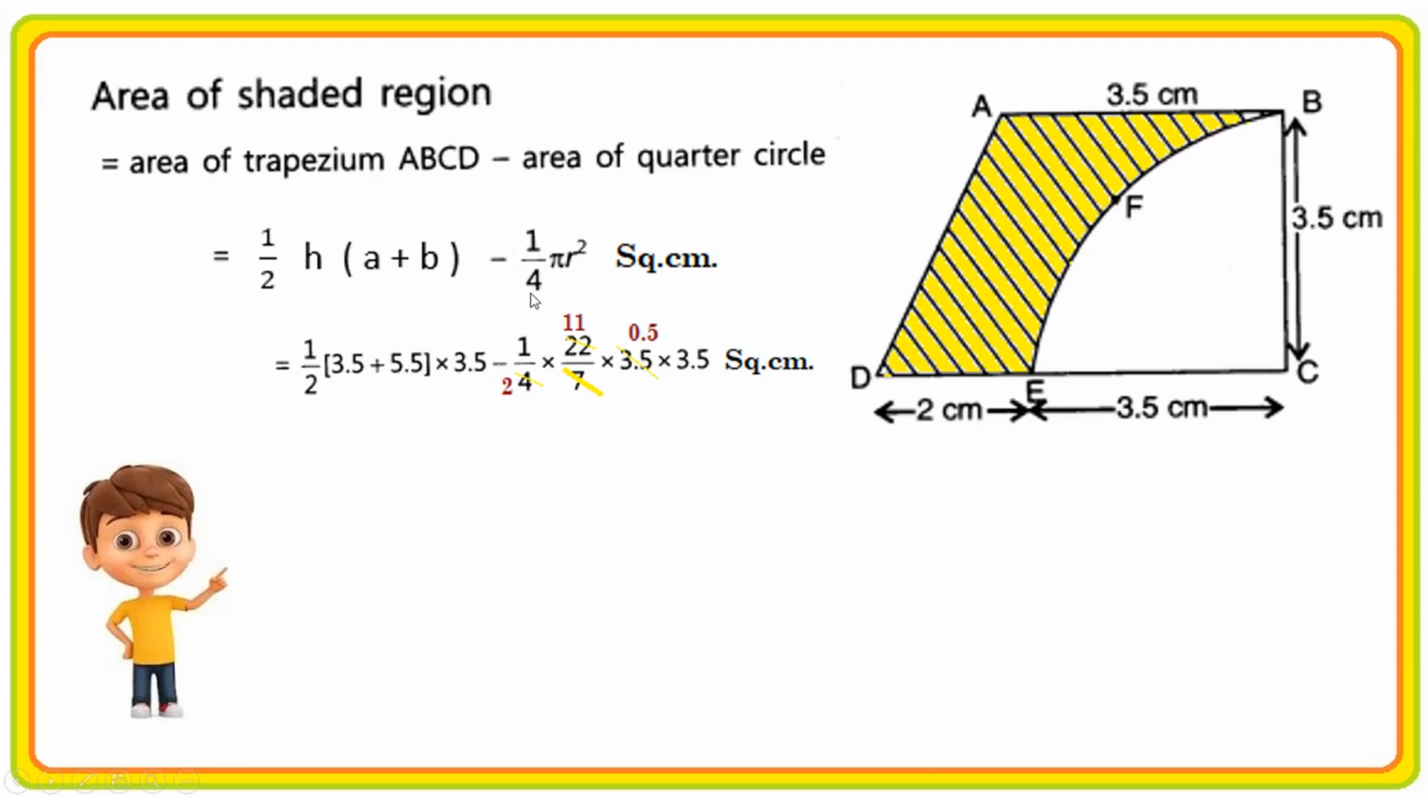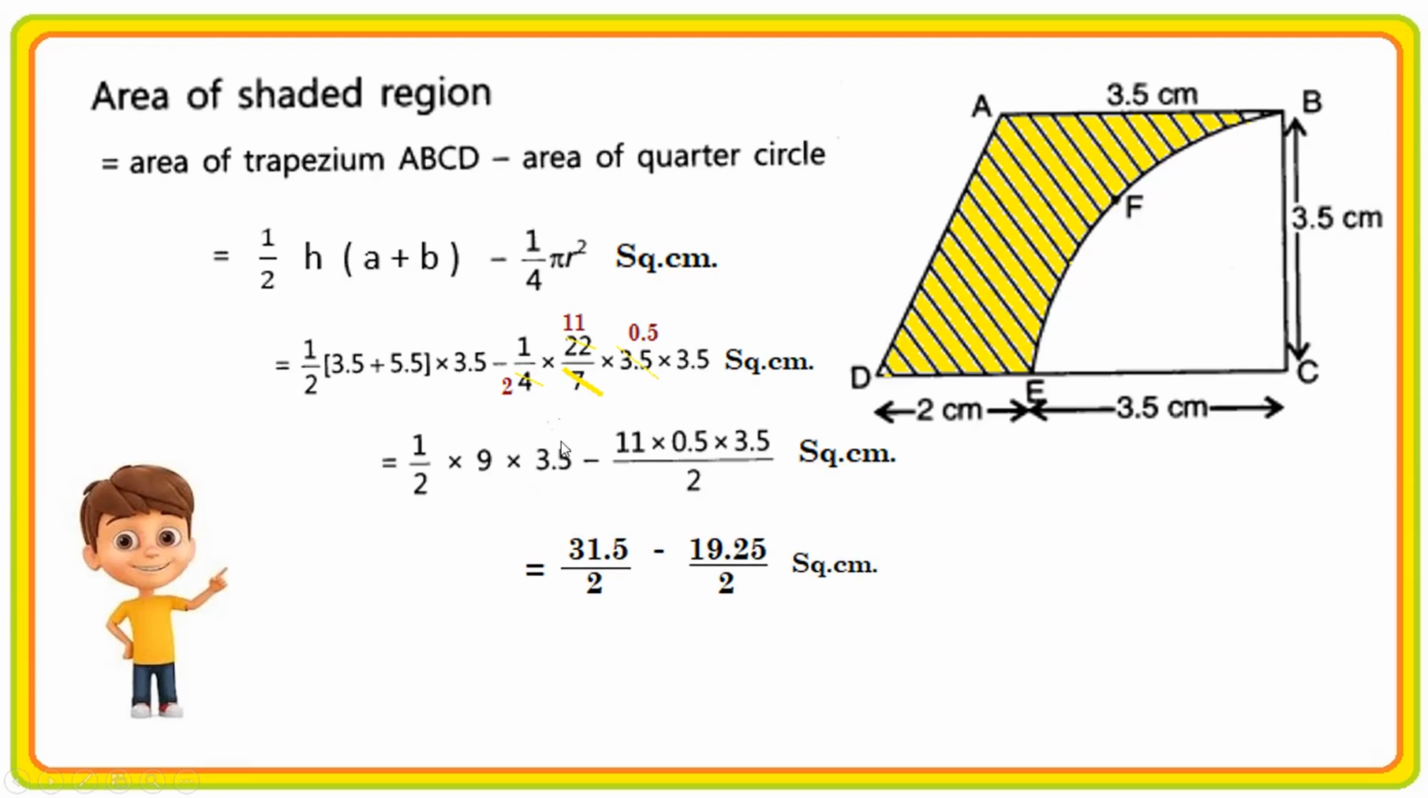Similarly, minus 1 by 4 into pi, which is 22 by 7, into r square, where r means radius 3.5. R square means 3.5 into 3.5. After cancellation, in 4, 2 goes 2 times, 2 2s, 2 11s. Here also 7 divides 3.5, 0.5 times. So we are left with half into 9 into 3.5 minus the remaining part, 1 by 2 into 11 into 0.5 into 3.5 square centimeters.